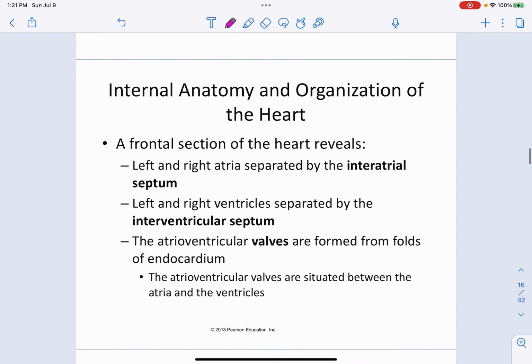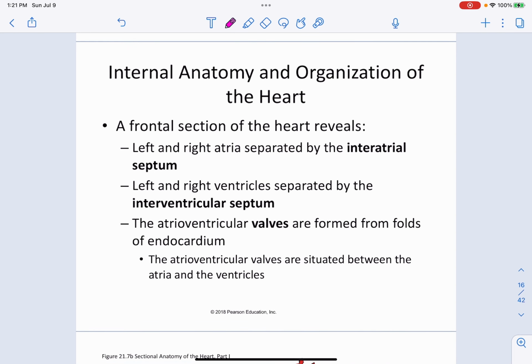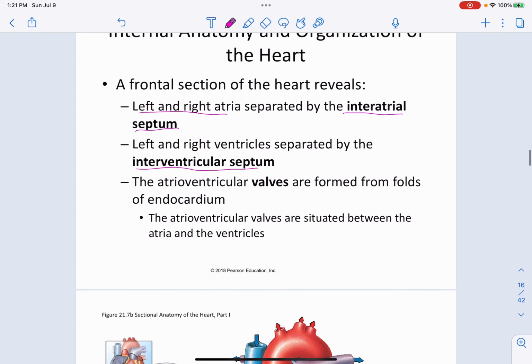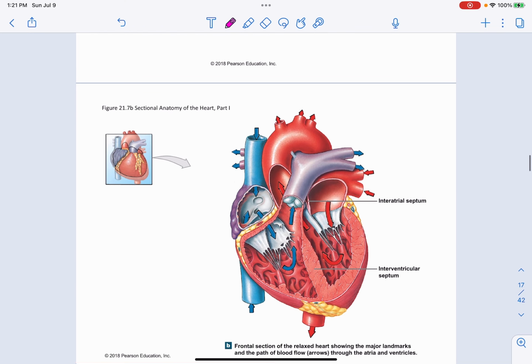Okay, so we just talked about the left and the right atria being separated by the interatrial septum. I also mentioned that the ventricles have a septum called the interventricular septum. And you can see that nicely here in this picture. Here's the interventricular septum. Again, this is the left side. This is the right side of the heart.